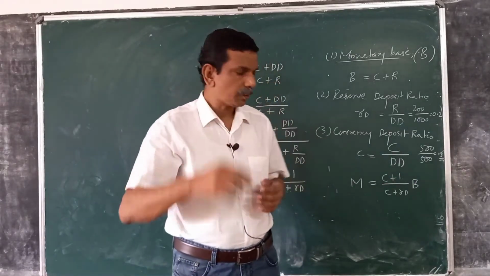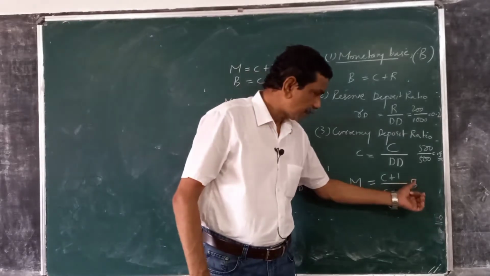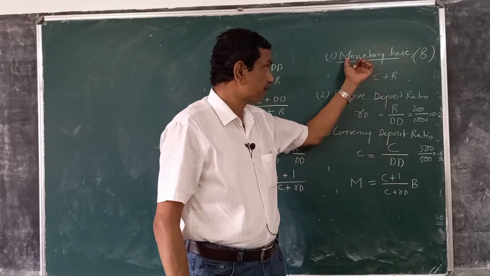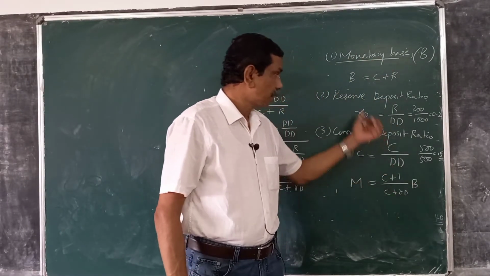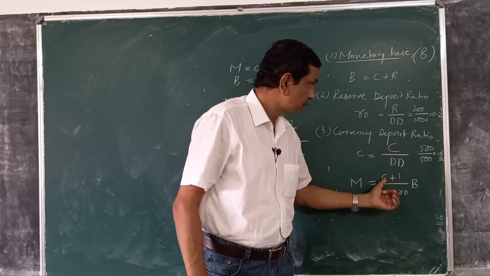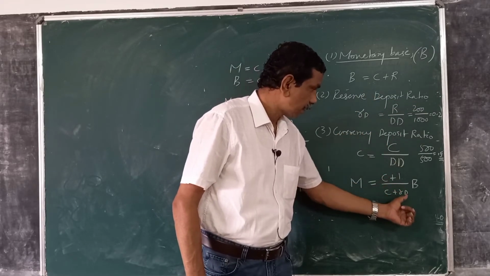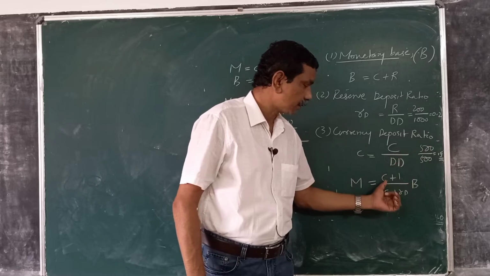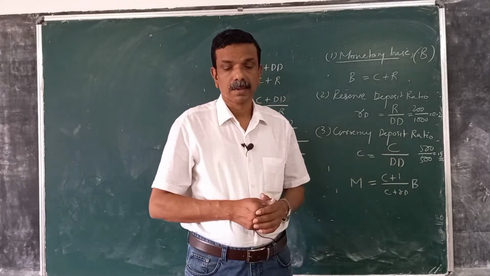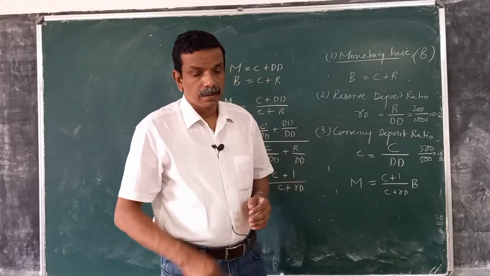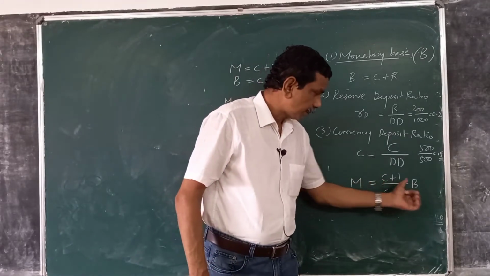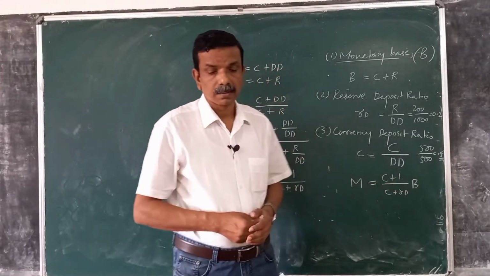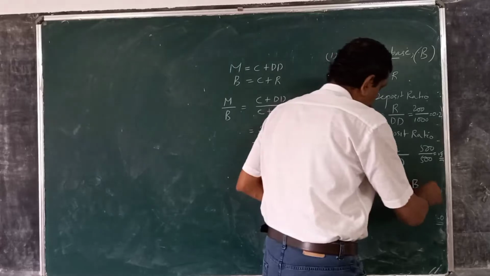So this equation shows that money supply depends on three exogenous variables: monetary base B, reserve deposit ratio RD, and currency deposit ratio small letter c. And money supply is proportional to these three exogenous variables.